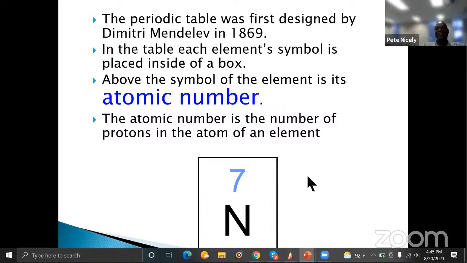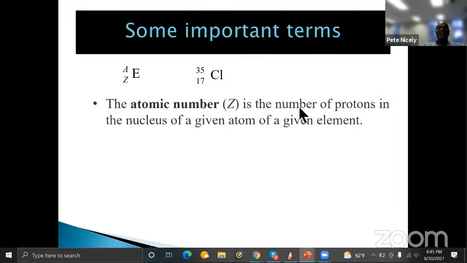Now there's another number that you'll find, which we'll talk about later on, which is called the atomic mass, which I referred to earlier. We need to define that later on. But before we do that, let's first define the atomic number, which we defined earlier, but we're just reiterating it here. The atomic number, which is normally symbolized by the uppercase letter Z, is the number of protons present, and it's located in the nucleus of the atom, all right?